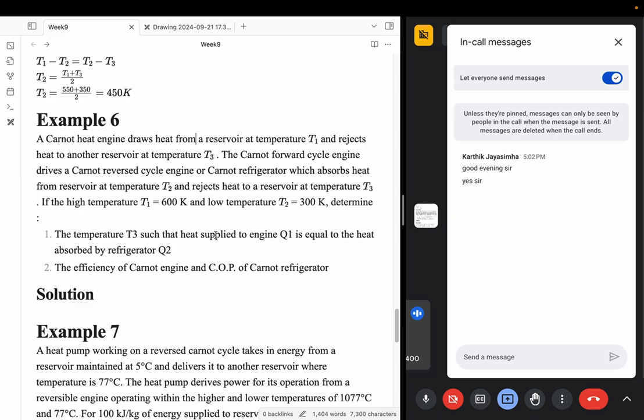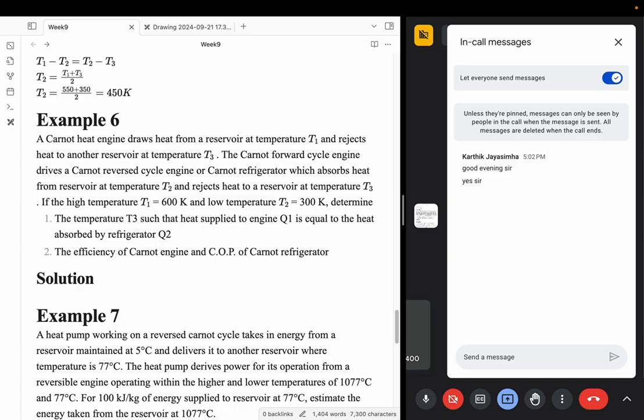So here again we have a Carnot heat engine and a refrigerator, and both of them are connected in such a way that the Carnot engine will again drive the refrigerator, which absorbs heat from a reservoir at temperature T2 and rejects heat to a reservoir at temperature T3. If T1 is given and T2 is also given, determine the temperature T3 such that the heat supplied to the engine Q1 is equal to the heat absorbed by the refrigerator Q2. And once you do that, you can calculate the efficiency and COP.